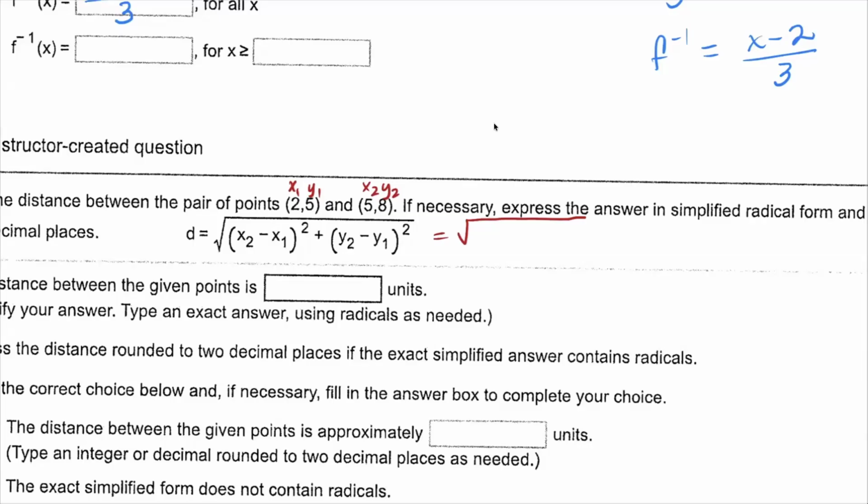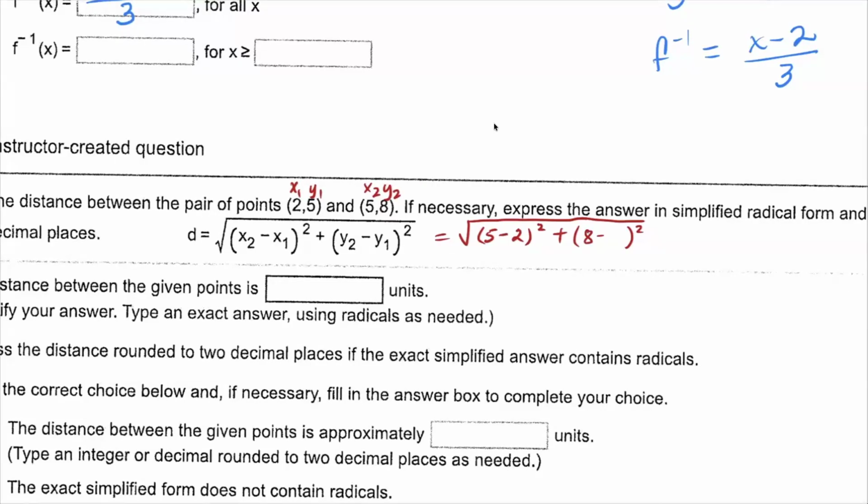So inside of the radical, we know we're going to be subtracting two things and squaring that, and then subtracting two other things and squaring that. So it's a matter of placing the values in here. So x2 minus x1. So my x2 is 5 minus my x1 is 2. So I'm going to place those in there. Then y2 is 8 minus y1 is 5.